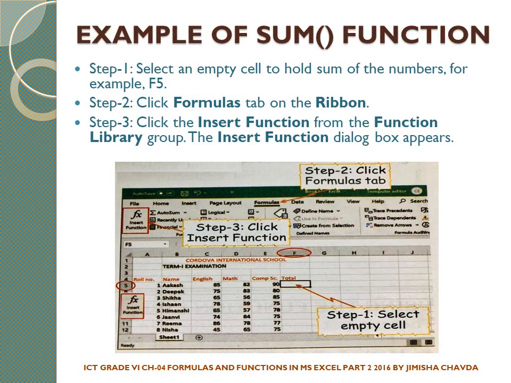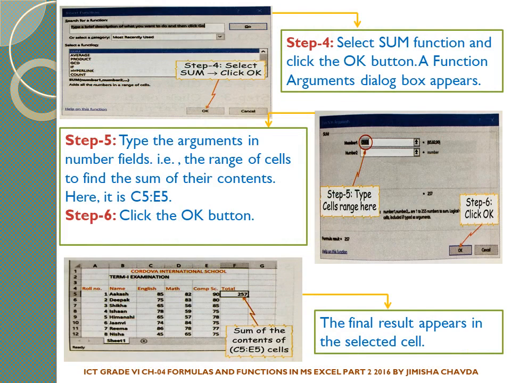Example of sum function. This function adds the numbers in a range of cells. To add, follow the given steps. First of all, prepare a worksheet as it is given in the figure. Now, start following the steps. Step 1. Select an empty cell to hold the sum of the numbers, for example, cell address F5. Step 2. Click the Formulas tab on the ribbon. Step 3. Click the Insert function from the Function Library group. The Insert function dialog box appears. Step 4. Select SUM function and click the OK button.